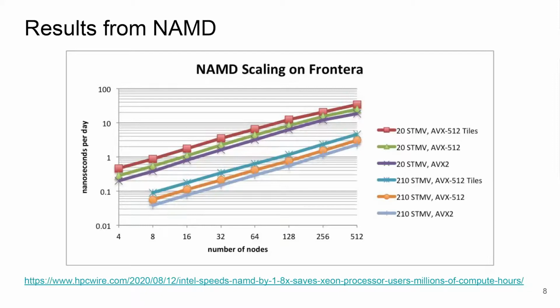So moving on to more exciting news. Since we were able to use the latest UCX versions, we performed quite a few scaling experiments on Frontera. This is one of the scaling plots of the satellite tobacco mosaic virus, and that's what STMV stands for. The bottom set of plots here are for the 210 million atom system, and this is for the 20 million atom system. And you have nanoseconds per day on the y-axis, and number of nodes on the x-axis.